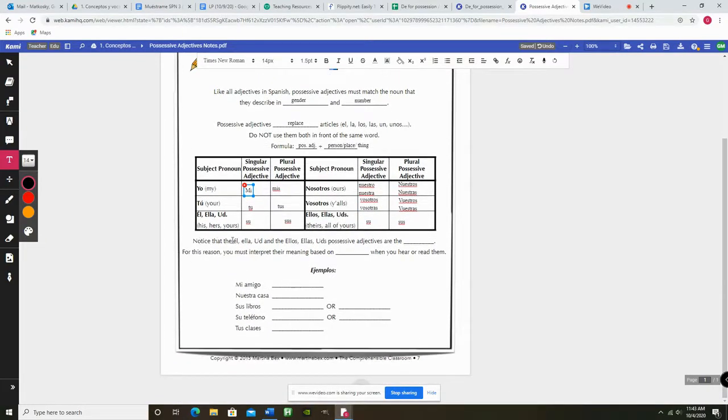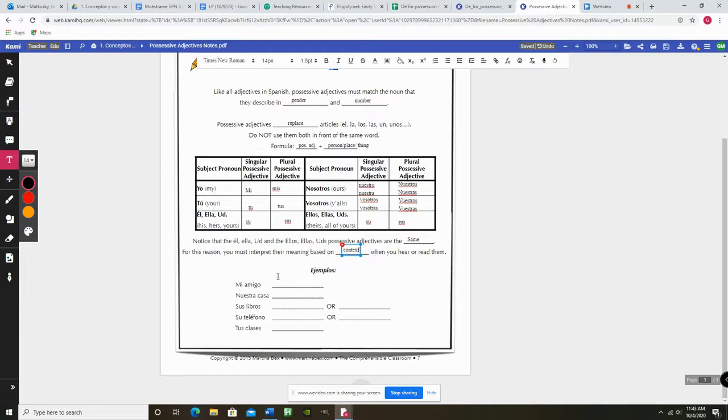Anyway, notice that the él, ella, usted and the ellos, ellas, ustedes possessive adjectives are the same. I'm going to show you that again. Notice that su is the same for he, she, usted, and they, ustedes, ellos, ellas. Yep. So it's the same exact word. So context is going to tell you which form in English they would use. So for this reason, you must interpret their meaning based on context.